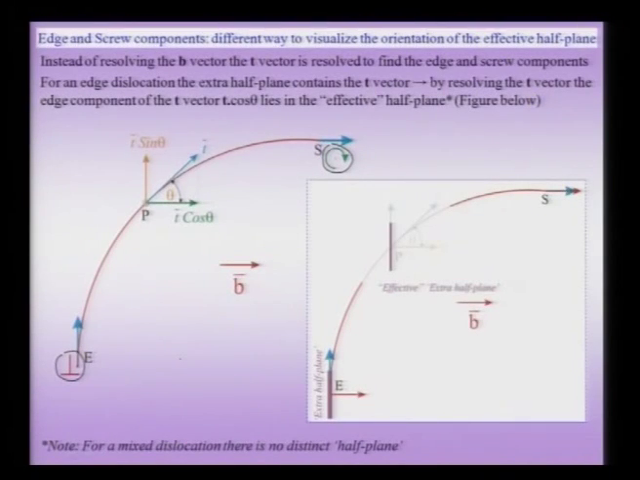Now what I do, instead of resolving the B vector, is resolve the T vector. I take my T vector and resolve it parallel to B and perpendicular to B. When I resolve it parallel to B, I get T cos theta, and perpendicular to B, I get T sin theta. Now I can draw an effective extra half plane, as shown in this figure, which is parallel to the original extra half plane but has a thickness reduced by the factor of T cos theta, or T sin theta.